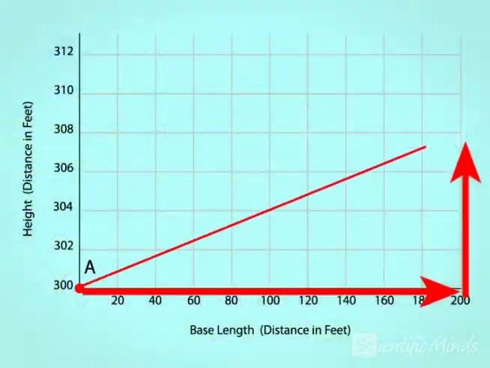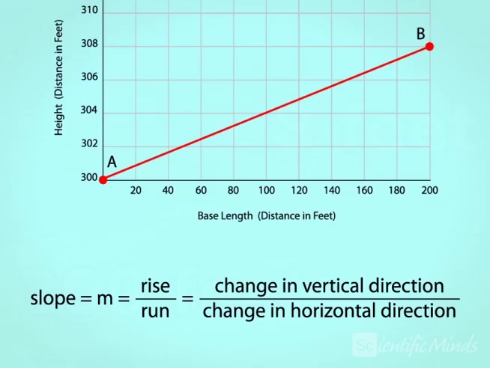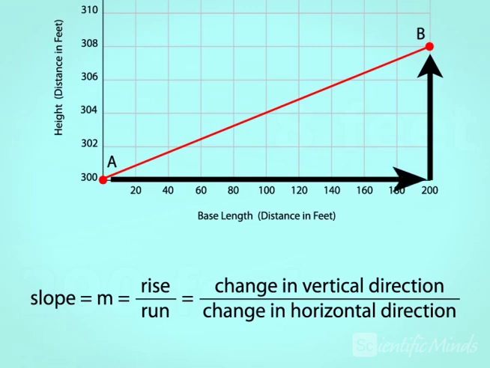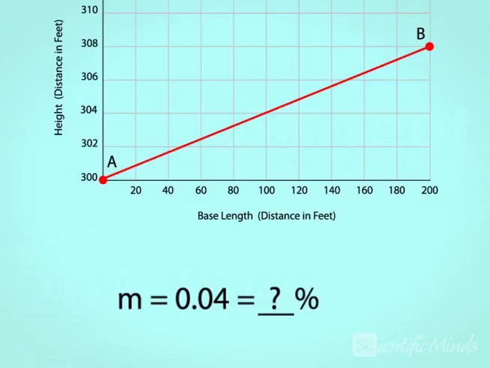The slope, m, is the rate of change between the vertical and horizontal directions. In other words, slope is the change in the vertical direction, or rise, divided by the change in the horizontal direction, or run. In our example, m equals 8 feet divided by 200 feet, so m equals 0.04. For the purpose of land classification, the slope is given as a percentage. To change the slope to a percent, multiply m by 100. 0.04 times 100 equals 4%.